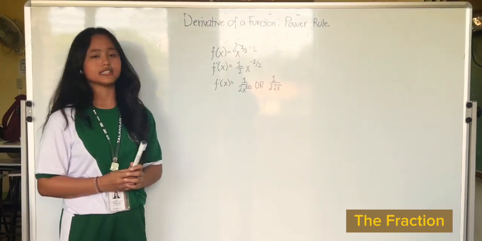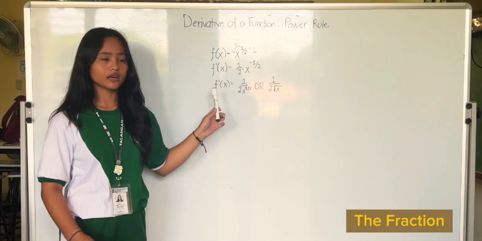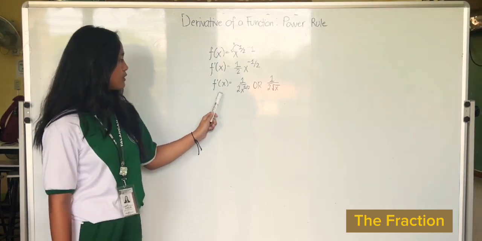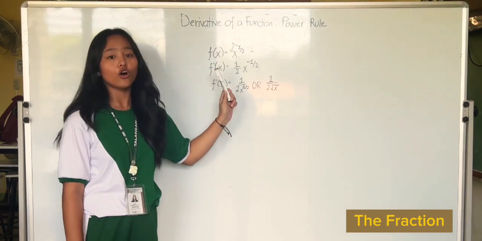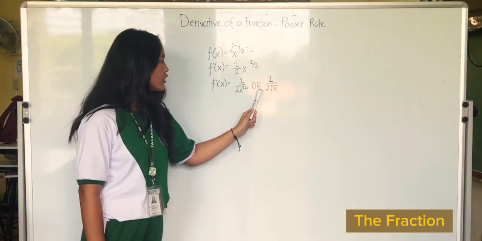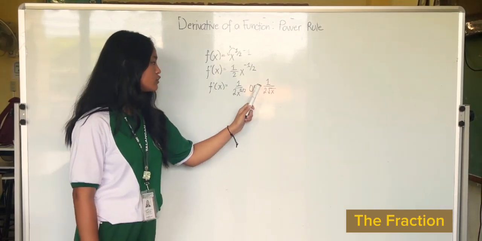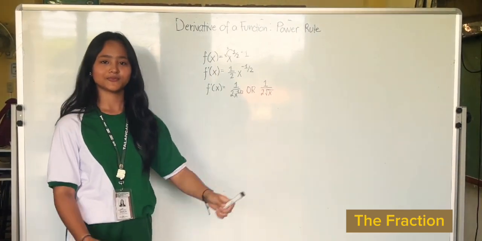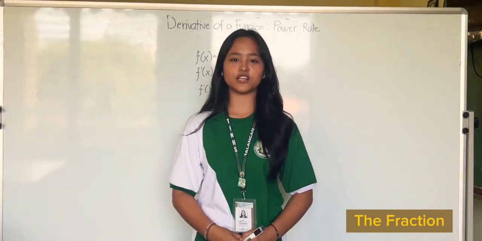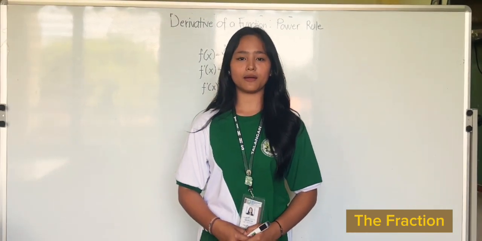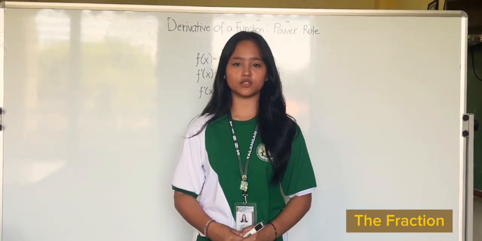Since the exponent is negative, we will make it positive by placing it in the denominator. And the answer is f prime of x equals 1 over 2x raised to 1/2 or 1 over 2 the square root of x, since x raised to 1/2 is equivalent to the square root of x. In summary, when solving derivatives with fractional exponents, we simply apply power rule and write negative exponents as positive ones by moving them to the denominator.